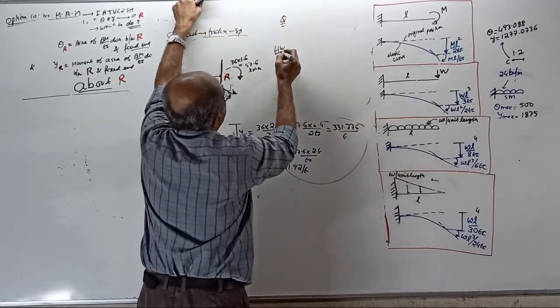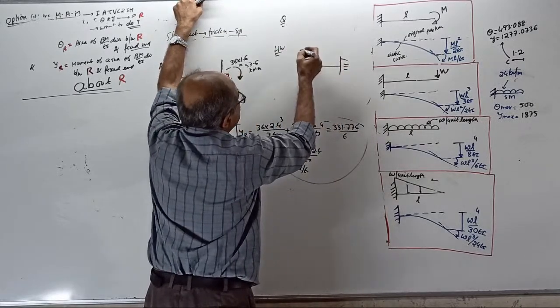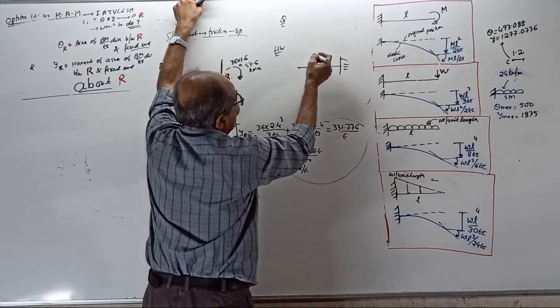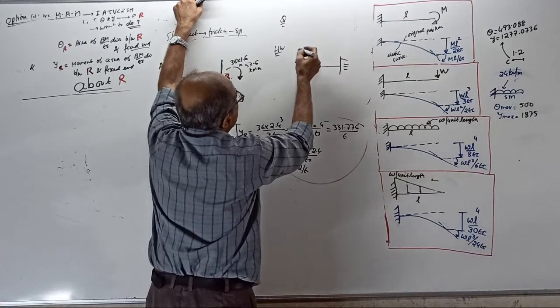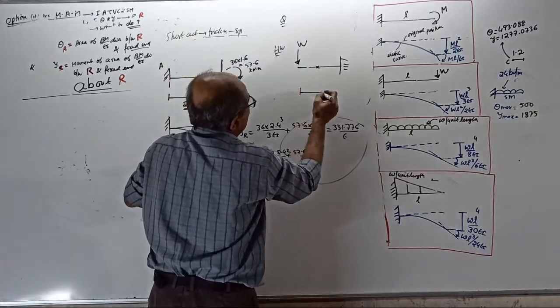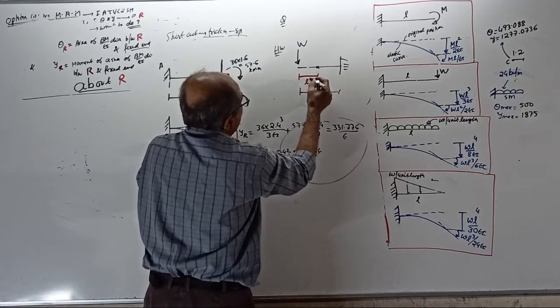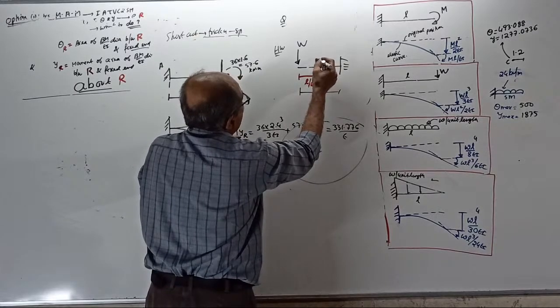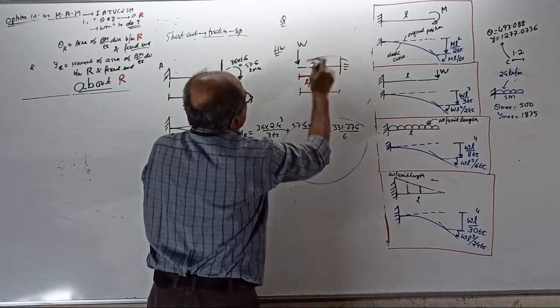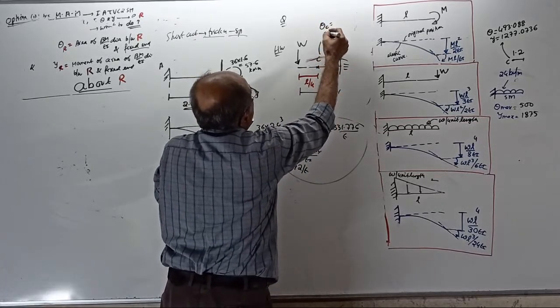One homework. I will take the cantilever this side. I will apply a point load of W here, and I want slope, and this is L. From here to here is L by 4. This is the point R. Okay, I'll call this point C. I want slope at C and deflection at C.